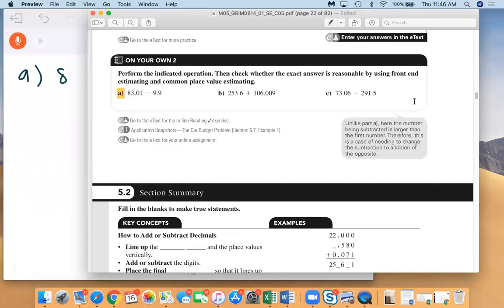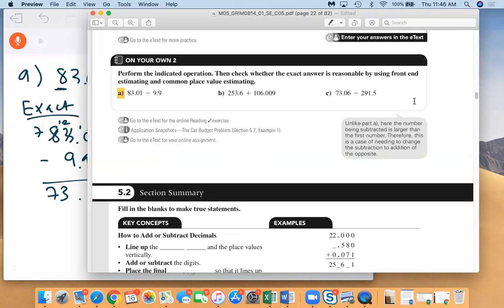We had 83.01 minus 9.9. All right, so let's do our exact. So we have 83.01 minus 9.90. So 1 minus 0 is 1. We're going to borrow. 10 minus 9 is 1. Line up our decimal. We're going to borrow again. 12 minus 9 is 3. 73 is our exact.